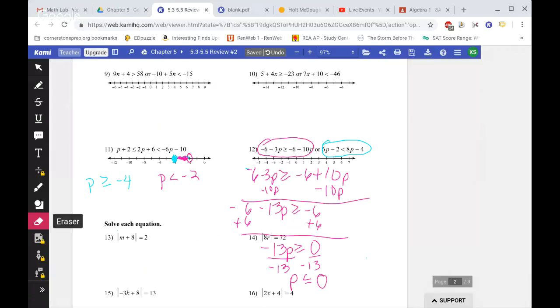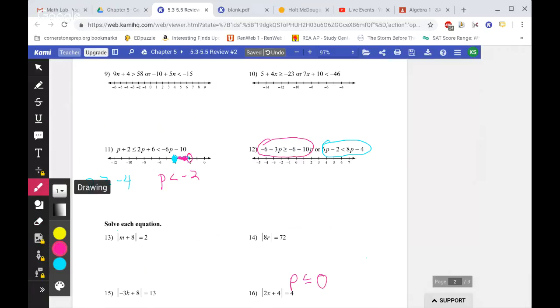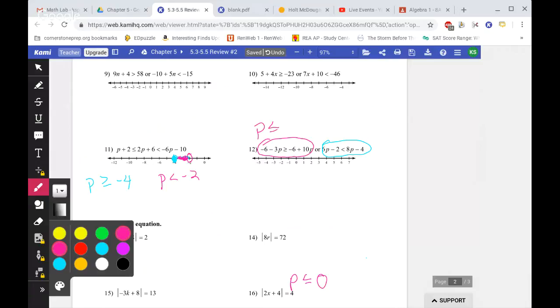And then for my other problem, I'm going to, hang on, let me get this all erased. So I've got p is less than or equal to 0. Should have written that up at the top above that one. I think I'll do that before I start this next one. So p is less than or equal to 0.